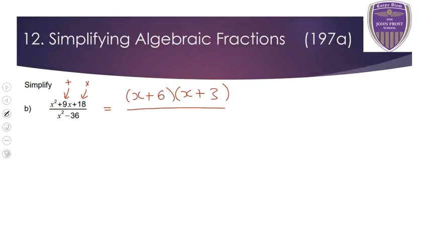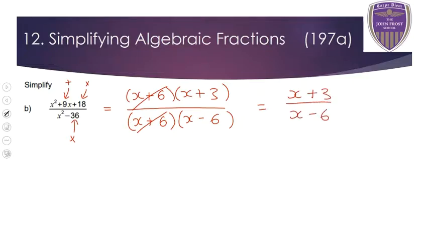Okay. Factorize the bottom. There can still be two brackets because, like we discussed earlier on, this is a square number. So it's going to be x plus something, x minus something. The square root of 36 is 6. So that's what we get. These two will cancel each other out. So it's x plus 3 on top, x minus 6 on the bottom.